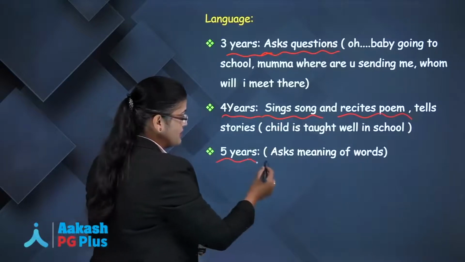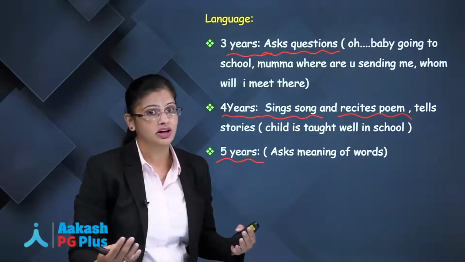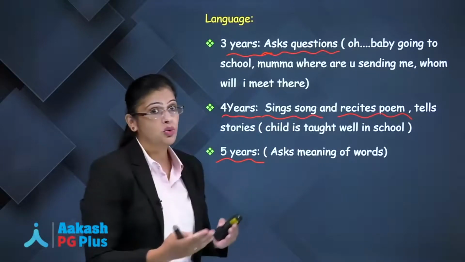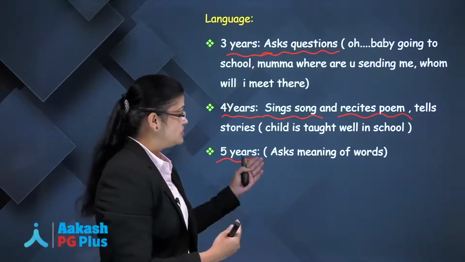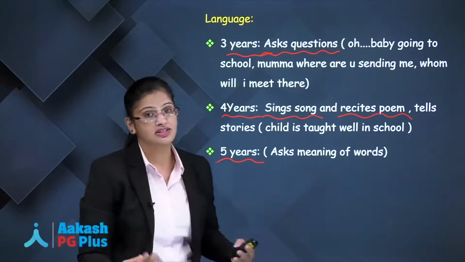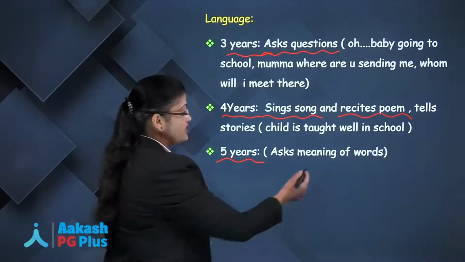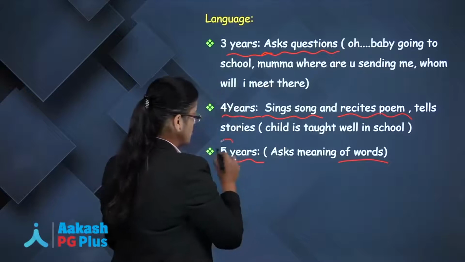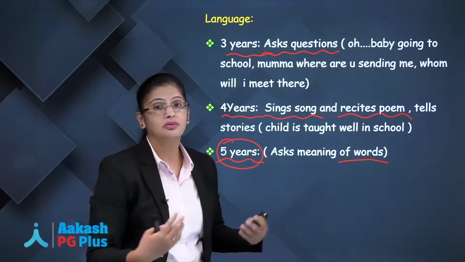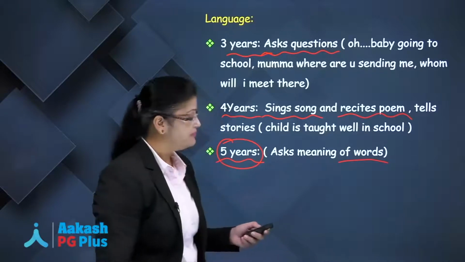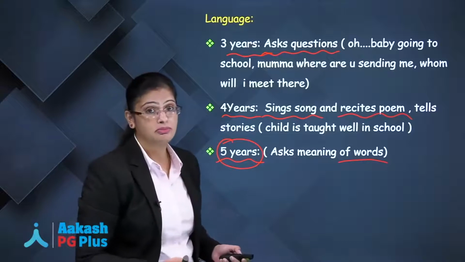And by the time he is 5 years, he is really intelligent. The school has really worked hard with him. And they also want the parents to work hard with the child. So the child is always asking questions from parents, always asking the meaning of words. What does this mean? What does this mean? So by the time the child is 5 years of age, he will keep on asking the meaning of different words. So that is how language milestones can be remembered.